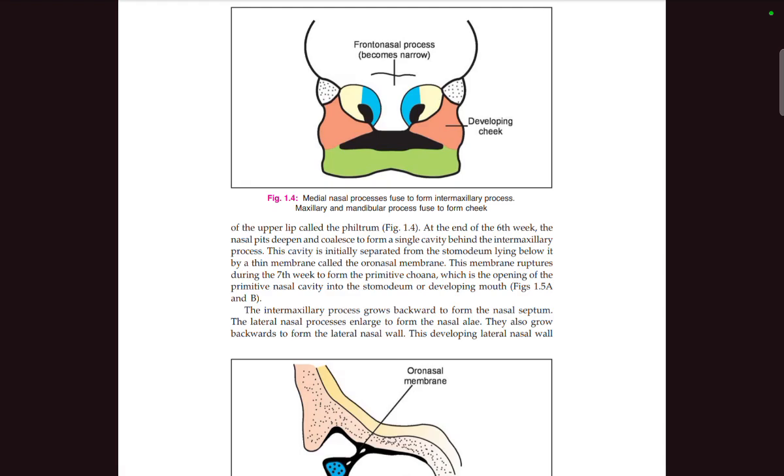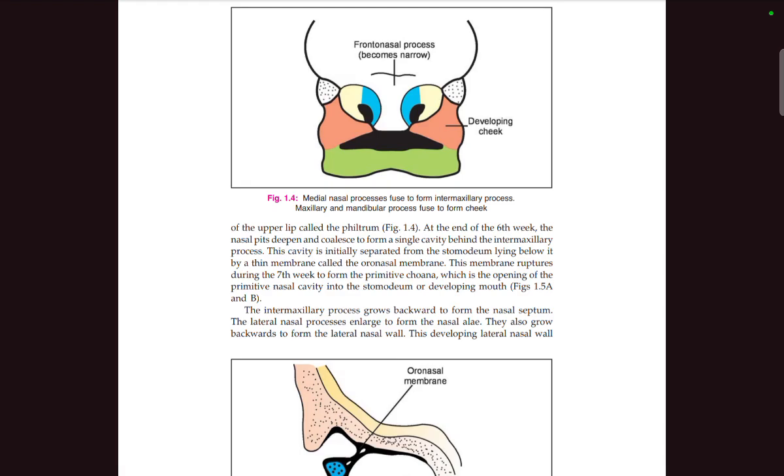At the end of the 6th week, the nasal pits deepen and coalesce to form a single cavity behind the intermaxillary process. This cavity is initially separated from the stomodium, lying below it, by a thin membrane called the oronasal membrane. This membrane ruptures during the 7th week to form the primitive choana, which is the opening of the primitive nasal cavity into the stomodium or the developing mouth.